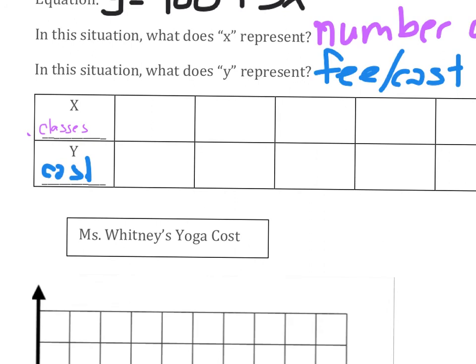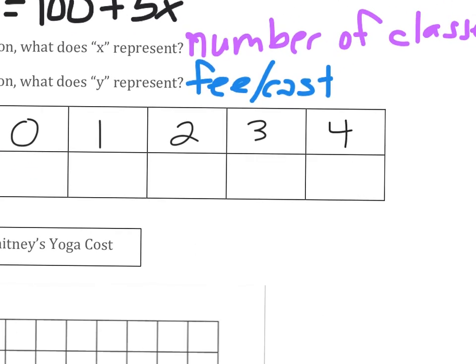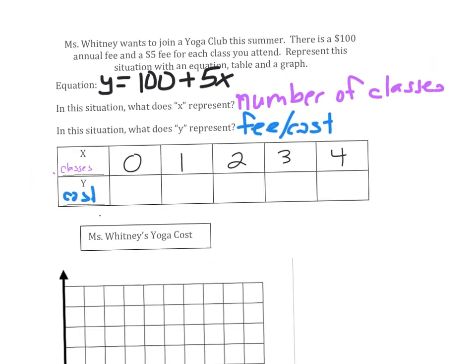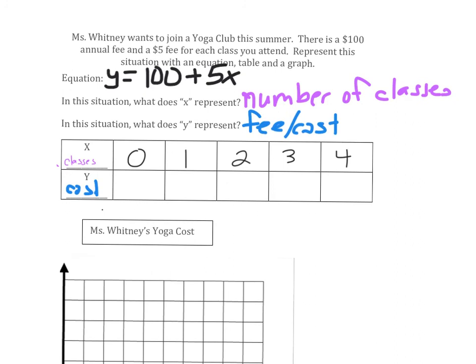Now I'm going to pick different numbers of classes. For me, again, I'm just going to count. So I have 0, 1, 2, 3, and 4 classes. So if I join the yoga club and I end up not going to any classes, it's going to cost me $100. Okay? If I end up going to one class, it's going to cost me $105. 2 classes would be $110. 3 classes would be $115, and 4 classes would be $120.